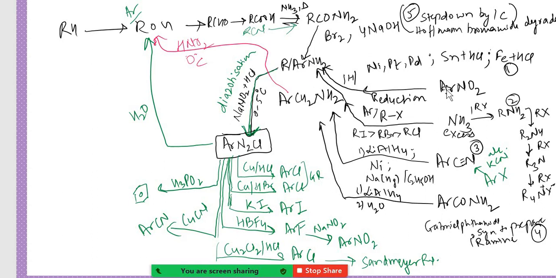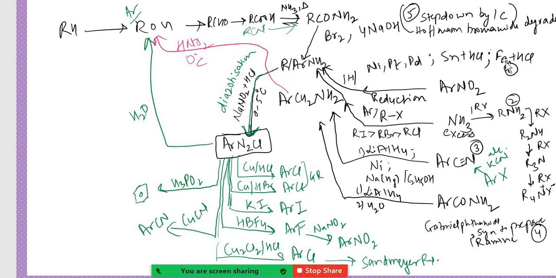And you should know a few reducing agents. We can use either nickel or platinum or palladium, or I can use Sn and HCl, or I can use iron and HCl. So it's up to you, you can use any one of them. And a reasoning question can come that we prefer iron with HCl.